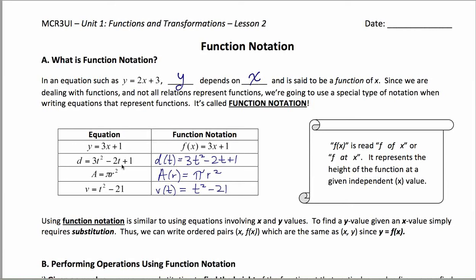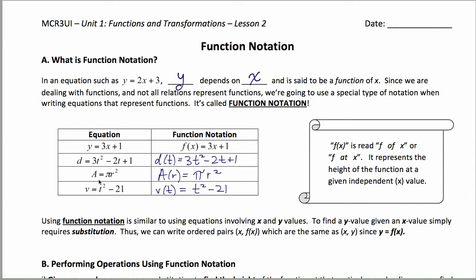Okay, if we were to look at a different equation, d equals 3t squared minus 2t plus 1, then d is a function of t. If this is distance and time, then distance is a function of time. As time changes, it yields a different output value for distance. So we can say that the distance at any given time is equal to 3 times time squared minus 2 times time plus 1. Okay, so this isn't d times t. This isn't multiplication. We're saying that distance is a function of time, and if you want to know the distance at any given time t, this is how you can find that value.